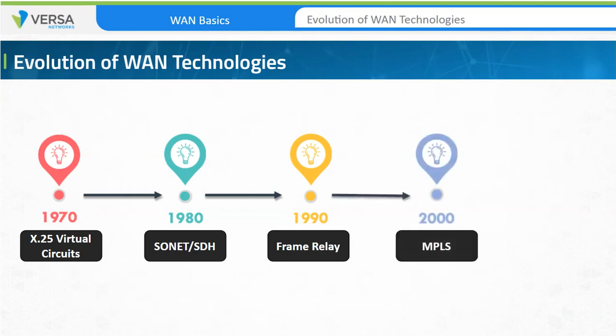In late 1990, MPLS technology was introduced, which was primarily designed to address challenges of slow packet forwarding. It functions by placing a tag on each packet, and devices in the network forward traffic based on the tag, or MPLS label, instead of an IP route lookup.